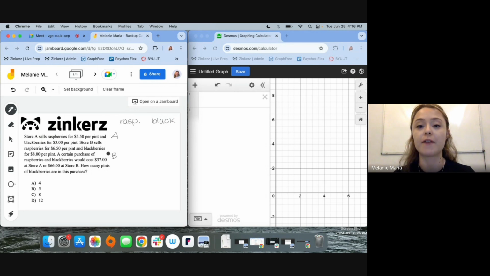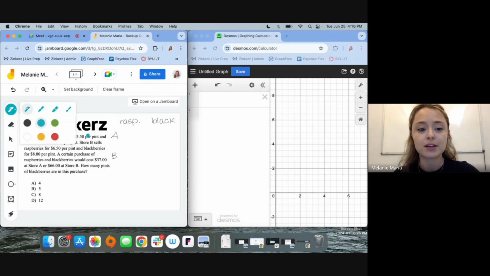Really, all I'm doing is trying to figure out the relationship between the number of pints of blackberries and raspberries, and then the corresponding price at store A and store B. I'll incorporate the total values here at the end. But maybe you can see where I'm going. I'm trying to create some equations, ultimately a system of equations that's going to help me solve for the number of pints of blackberries. So let's get started here. Let's go sentence by sentence.